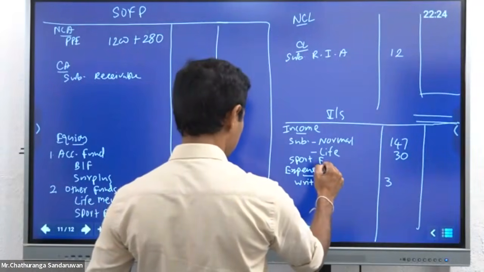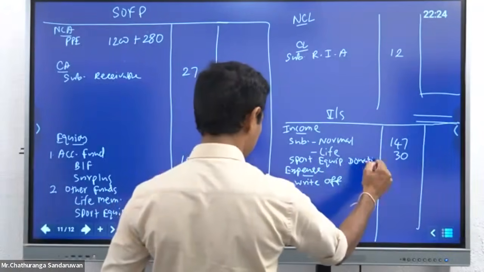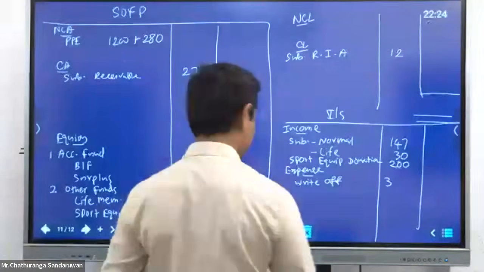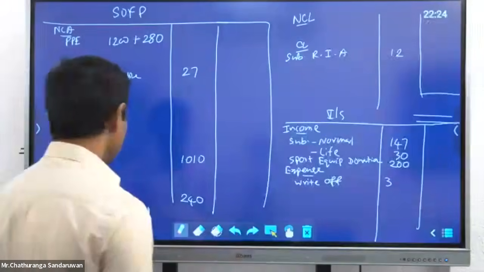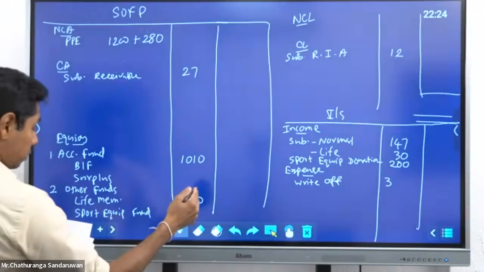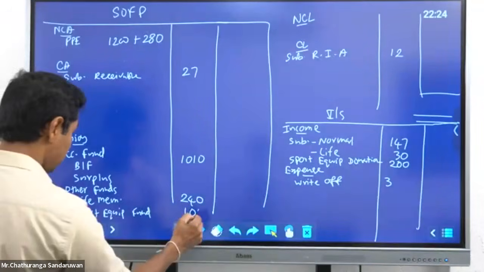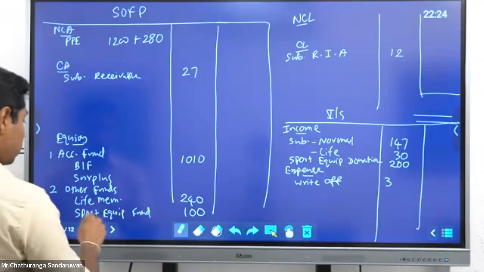sport equipment donation 200 should come here. The remaining balance of the fund is 100, right? 300 was there, 200 was recognized as income, so the remaining balance is 100. That should come here. Sport equipment fund.